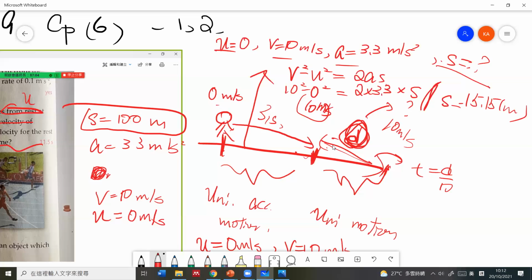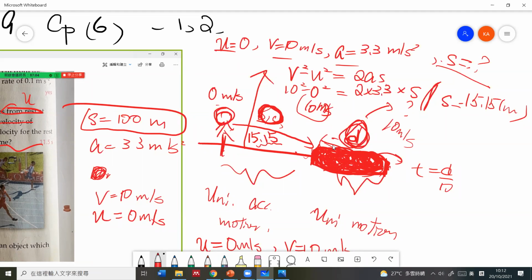For the first part, this guy used 3 seconds to accelerate to 10 meters per second, and during these 3 seconds, his displacement is 15.15 meters. So what is the displacement for the second part?